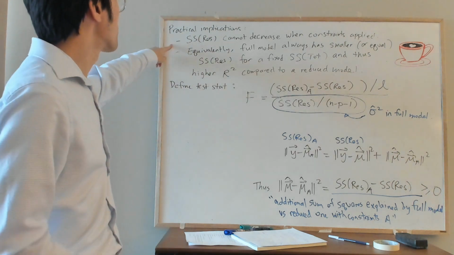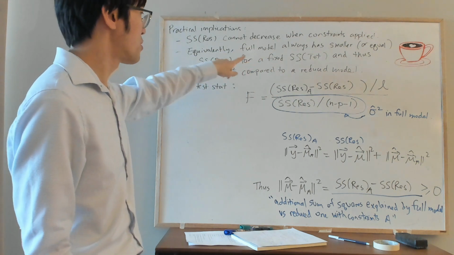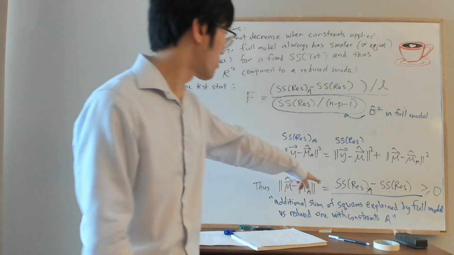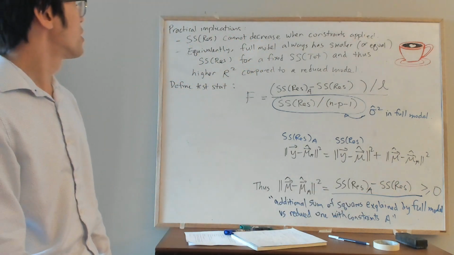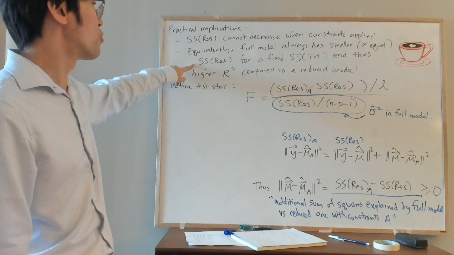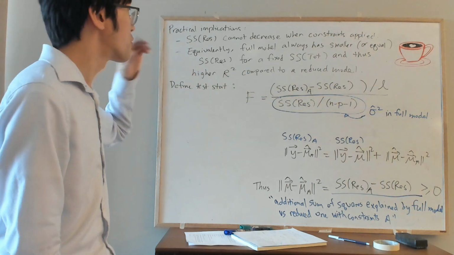And let me just check what I wrote here. Sum of squares residual can't decrease when constraints are applied. Yes, that's correct, because this one has to be larger than or equal to. And so the sum of squares residual for the full model will be smaller. Okay, so that's correct. And higher R squared.